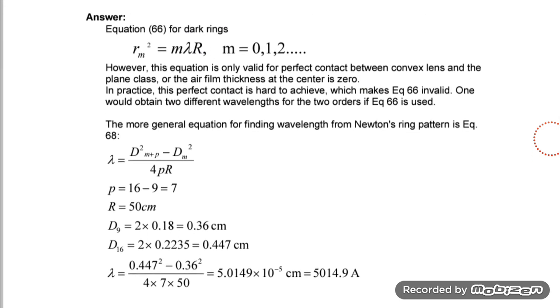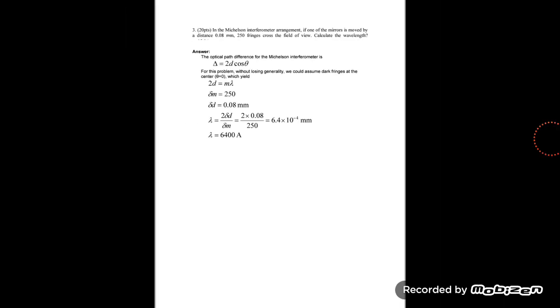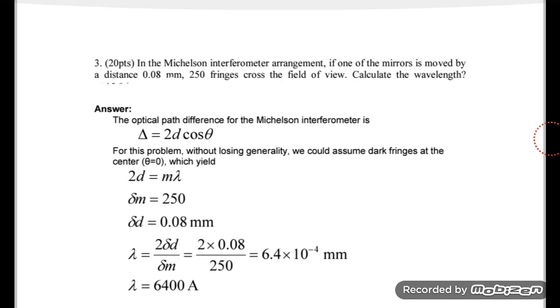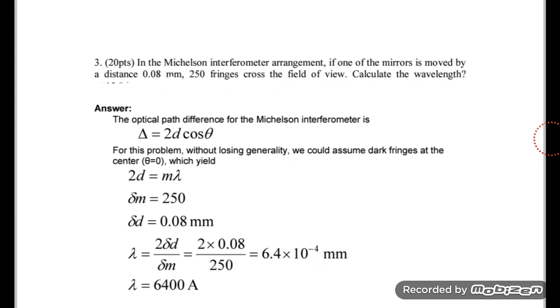Now in numerical 3, in the Michelson interferometer arrangement, if one of the mirrors is moved by a distance of 0.08 mm, and 250 fringes cross the field of view, calculate the wavelength. For wavelength, we have the formula 2 delta d divided by delta m.